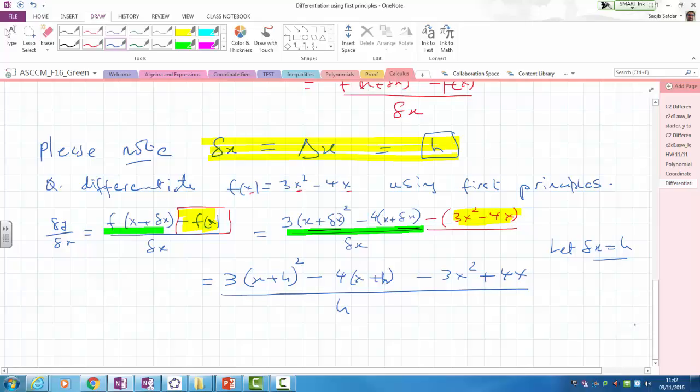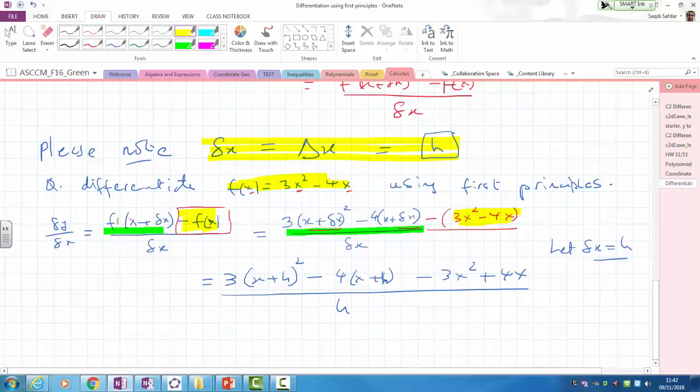Why take away the 3x squared plus 4? The yellow part. So which one are we talking about? The last bit on the right, which is 3x squared minus 4x. Yeah, because that's minus f of x. This is f of x. So f of x is 3x squared take away 4x.